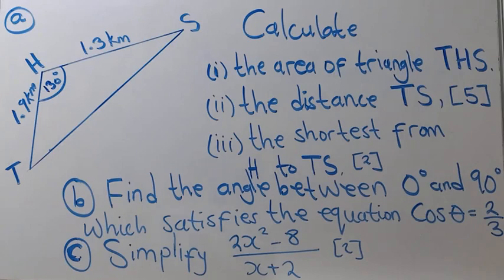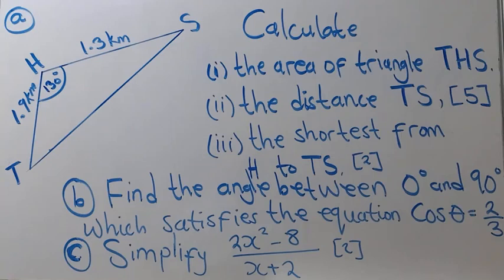Calculate Roman numeral 1. They want you to find the area of triangle THS. Roman numeral 2, they want you to calculate the distance TS. As you can see, TS. Then from there, you go to Roman numeral 3. They want you to find the shortest distance from H to TS. It's carrying 2 marks.